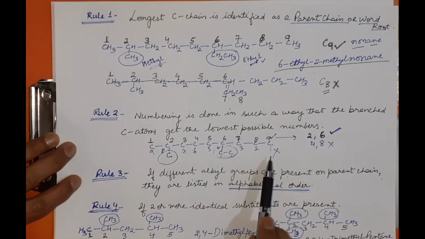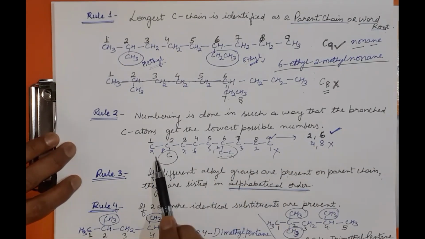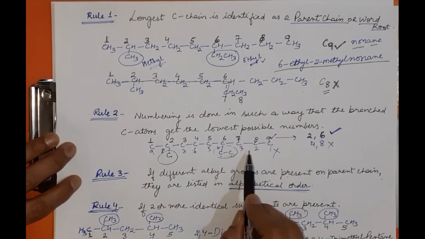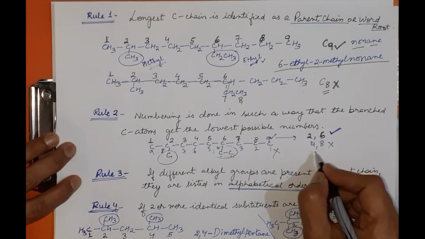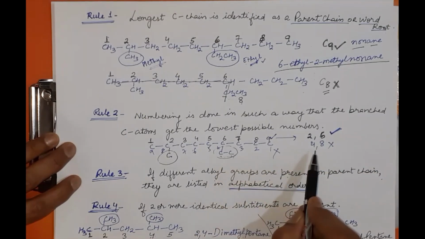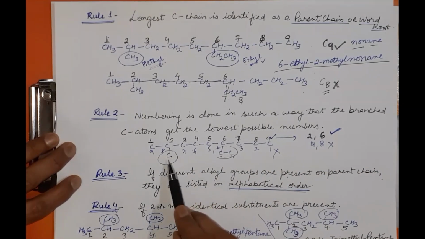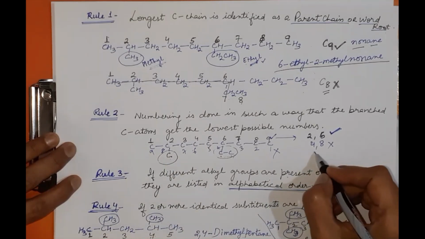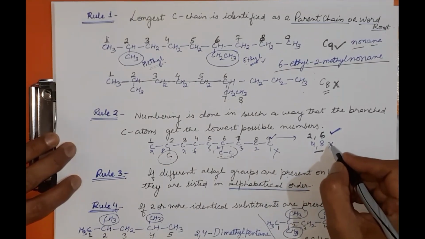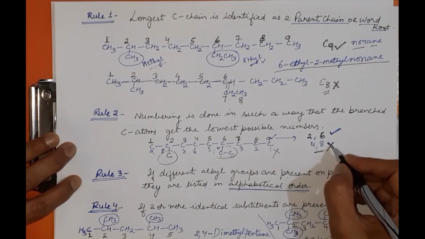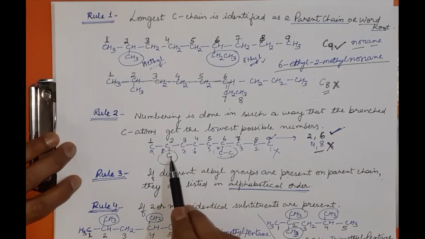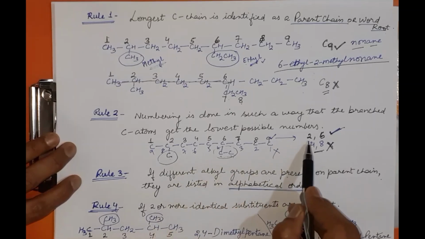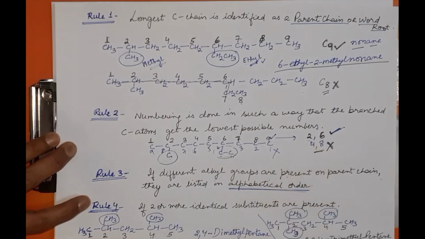But if in the opposite way, from right to left, we give the numbering 1, 2, 3, 4, 5, 6, 7, 8, 9, then the side chains will get the numbers 4 and 8. So this is the higher numbering, so this is not done. This is the wrong way and this is the right way. Here the substituent or side chain is getting the lesser numbering, 2 and 6.